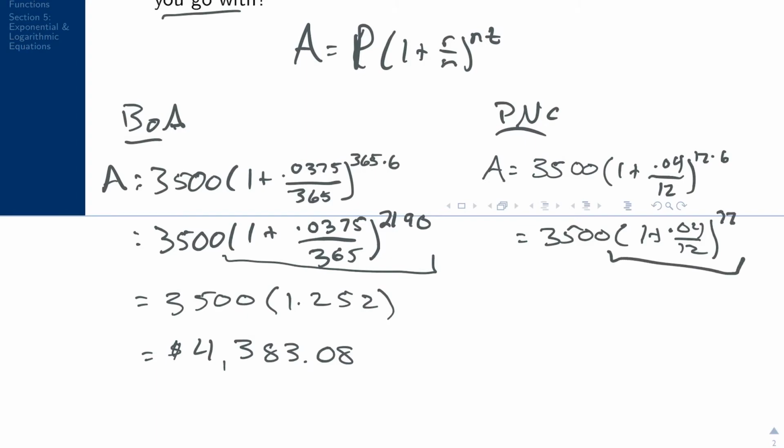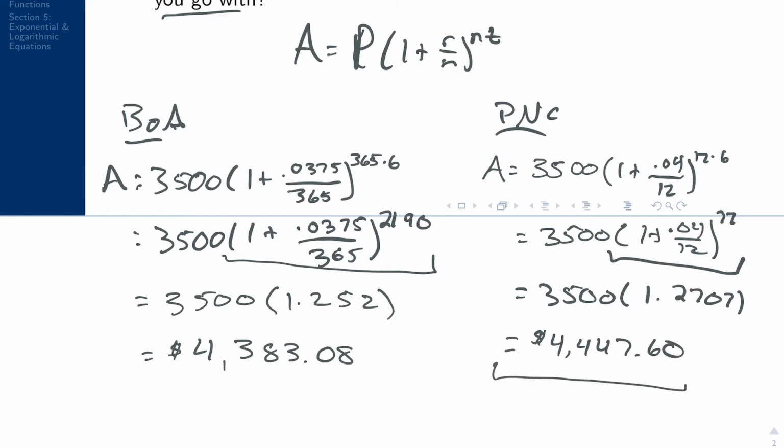And again, we'll compute that tail end of the equation, and I get 1.2707. And when I multiply, I get a grand total of $4,447.60. And so if we look at these two examples, clearly we're going to go with PNC because at the end of our time, at the end of our 6 years, we have more money in our account.